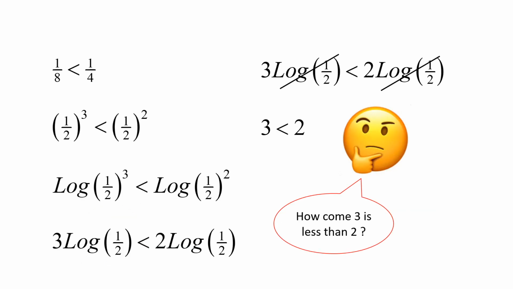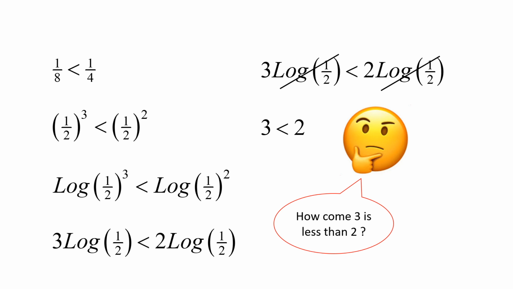Here, everyone knows 1/8 is always less than 1/4. That's for sure. That's right. Okay. We can write it in various different forms. Let's write it in the form half cube is less than half square, which is also perfect. Then I can transform this into logarithmic form by taking logarithm on both sides. That gives me log of half cube is less than logarithm of half square.